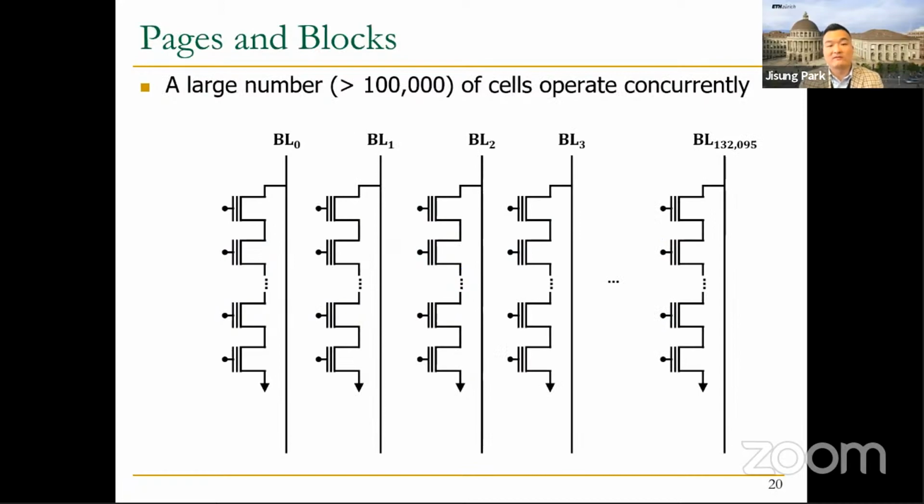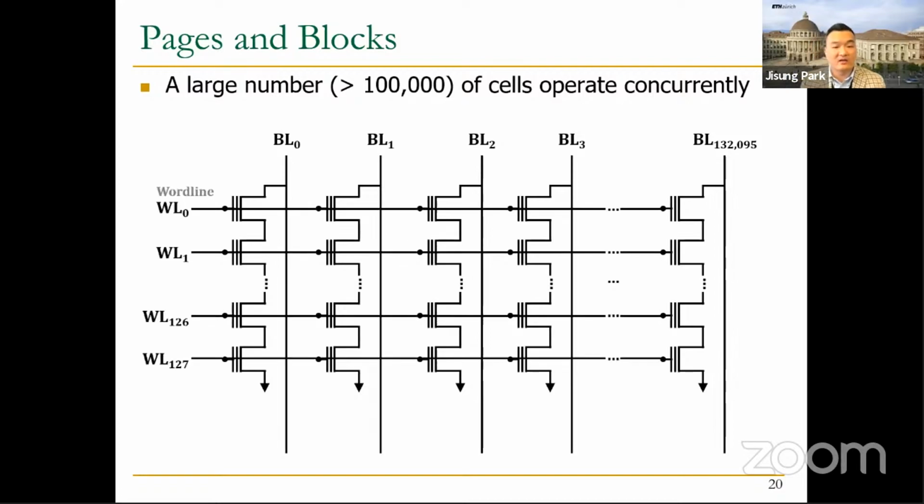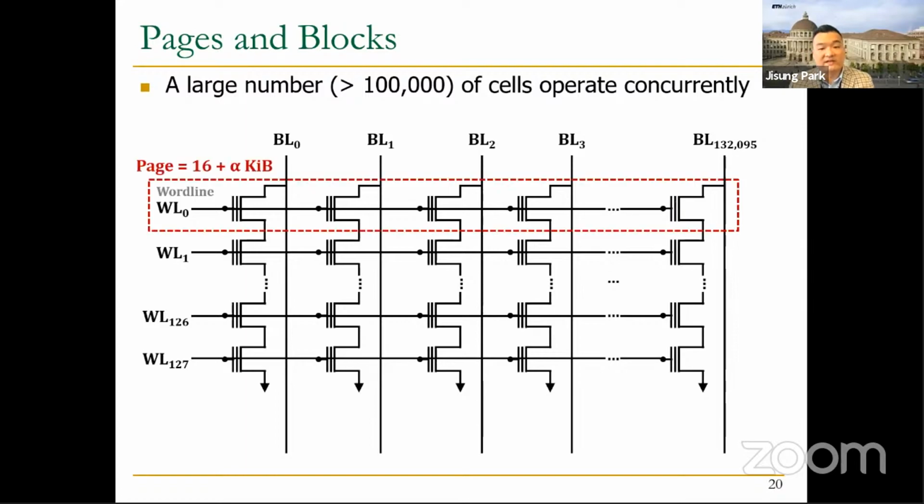So there are a huge number of bit lines in NAND flash memory, more than 100,000. And a word line connects the control gates of all the cells at the same vertical location in different NAND strings. It means that a NAND flash memory always applies the same voltage to all the cells connected to the same word line, which makes the cells operate in parallel to read or program data. So NAND flash memory performs a read and write operation in a page granularity, and the page size is equal to the number of cells connected to a word line.